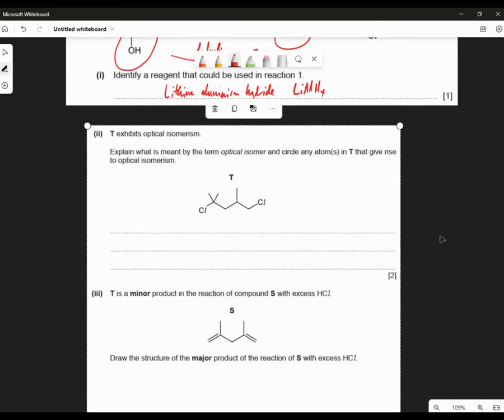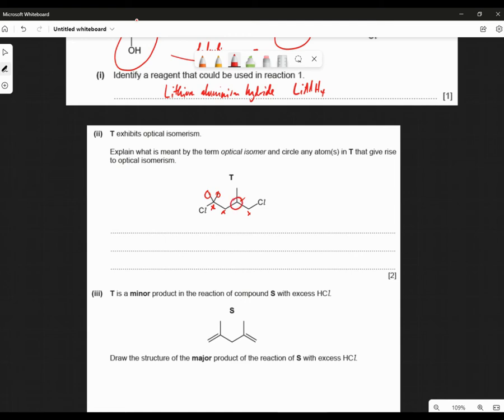Explain what is meant by the term optical isomer, and circle any optical isomers there. All right. Now, first of all, let's have a look for the optical isomers. It's got to be a carbon atom. So this one is not. This one is not, because there's two CH3 groups on this, so this one is not. This one is not. This one is. This one is not. So this is the optical isomer.